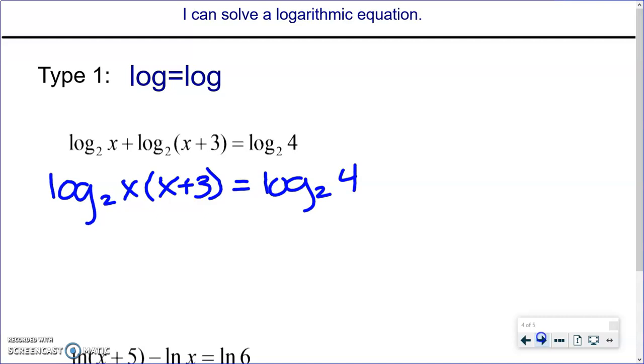We can rewrite that then. We've gotten rid of all of the extra logs. Everything's all condensed, so we can rewrite it as x times x plus 3 equals 4. We'll distribute our x.